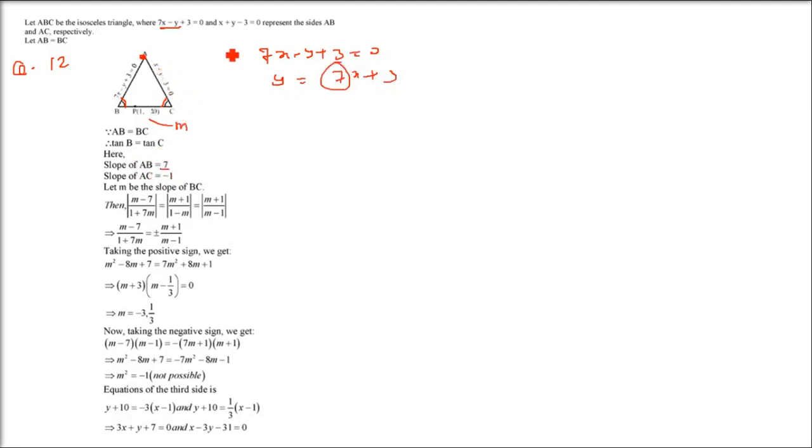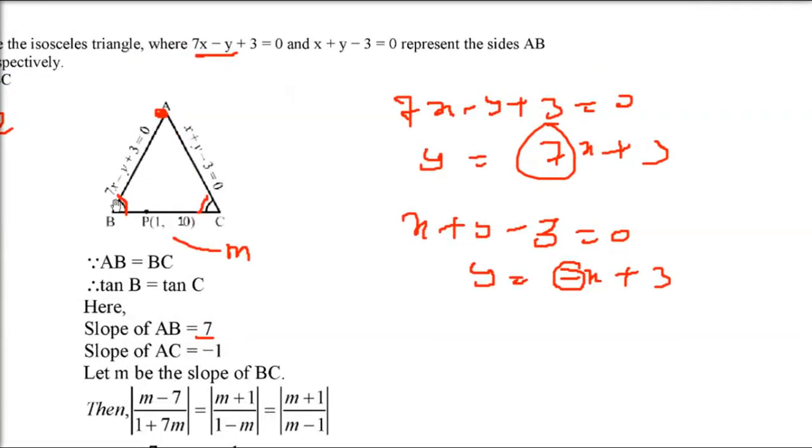So what is the slope of AB? This is 7. What is the slope of AC? The line is x plus y minus 3 equals 0, so minus 1 is the slope here. So we have the slopes of AB and AC.